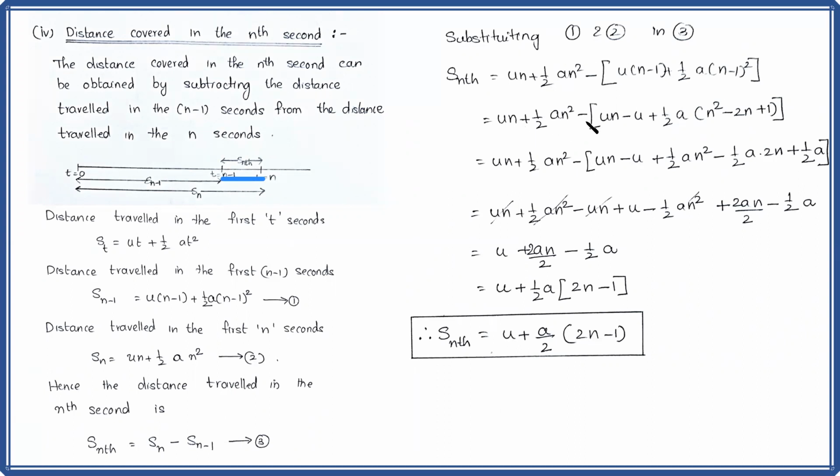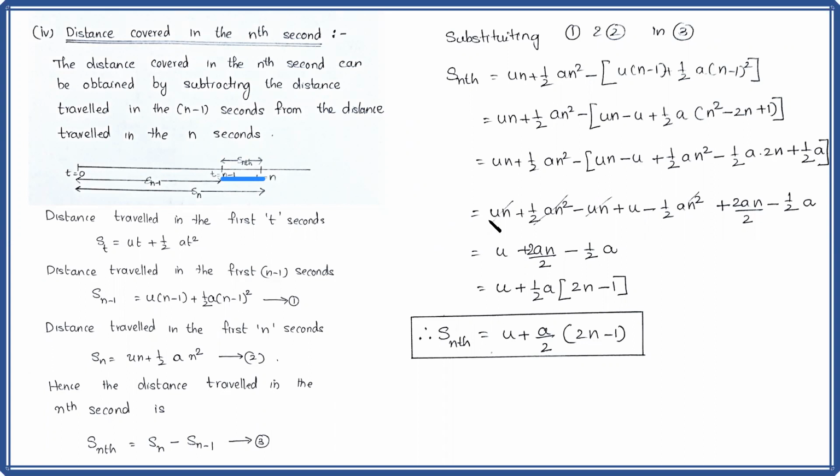Then un plus half a n square minus un minus u plus half a. Then we have expanded it using a minus b whole square: n square minus 2n plus 1. Now we are multiplying the three terms within the bracket: half a n square, minus half a into 2n, plus half a into 1.